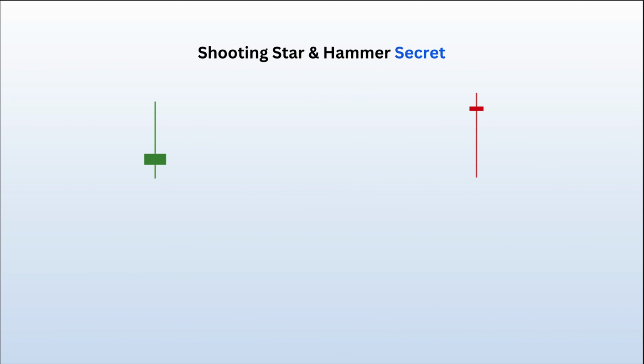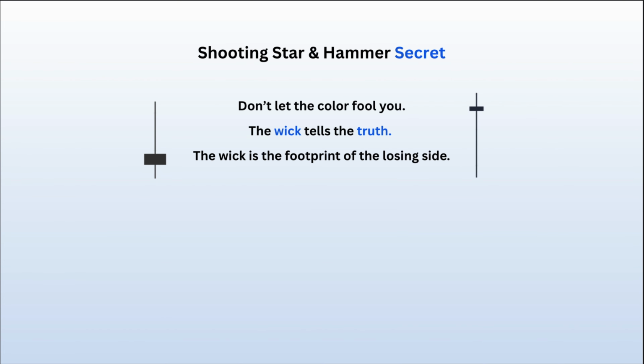Now, I'm going to give you a little secret when it comes to the shooting star candlestick and the hammer candlestick. And the secret is as follows. Don't let the color fool you. The wick tells the truth. The wick is the footprint of the losing side.